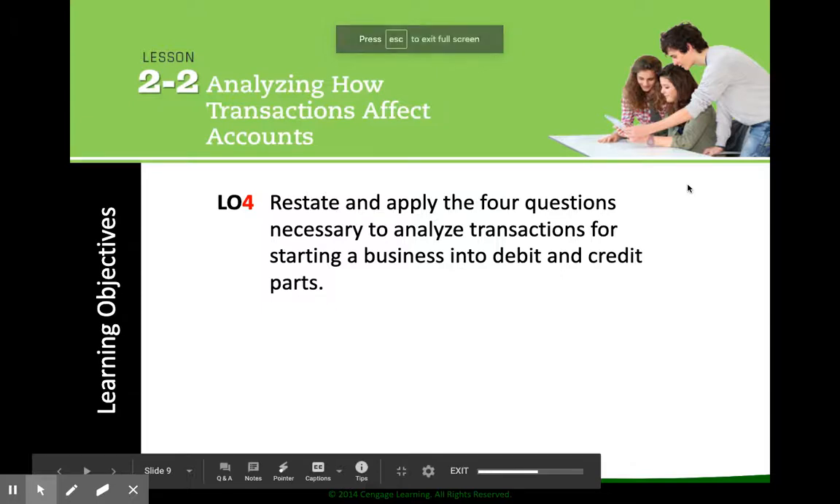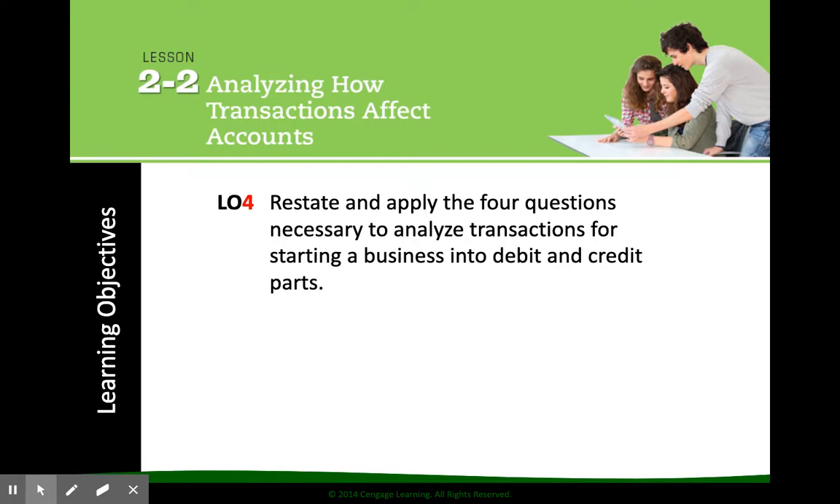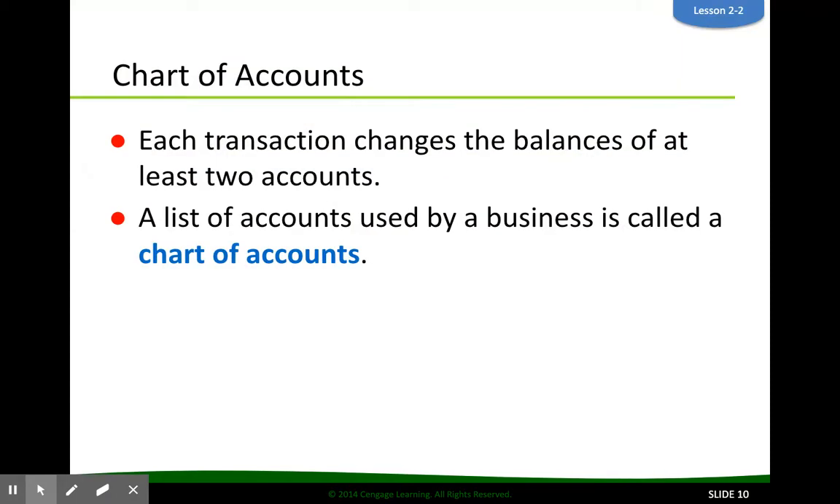For section 2-2, our learning objective is to restate and apply the 4 questions necessary to analyze transactions for starting a business into debit and credit parts. So we looked at 3 similar questions for chapter 1 as we did our transactions. Now we have an extra step, and we will learn how to apply those 4 questions to transactions going forward.